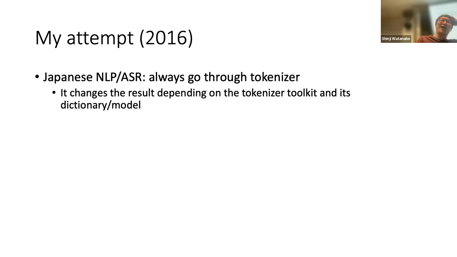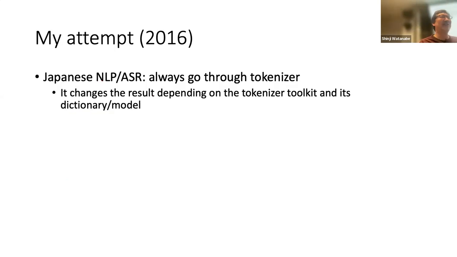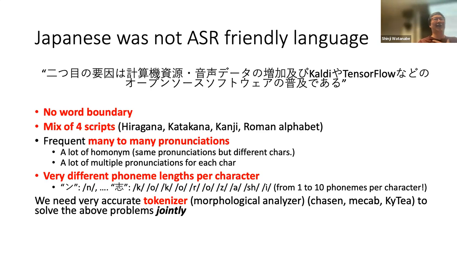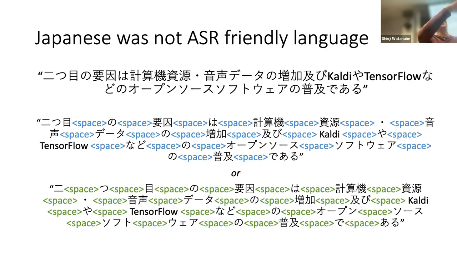And this introduces another issue. If some people use tokenizer tool A, and there are several tokenizers, such as Chasen and Kytea, and so on. By the way, the third one, Kytea, was made by Graham Neubig, the professor at LTI. If I use Chasen and Graham uses Kytea, the results are different, so we couldn't compare the results. That's quite a difficult issue.